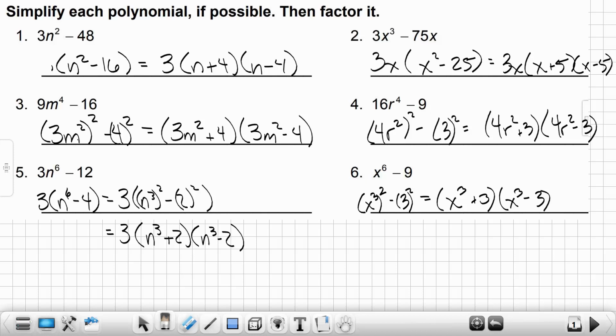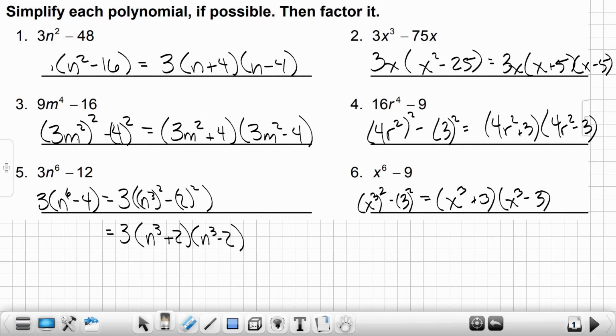You're good there? Okay. n to the 6th and 4, they're either both cubes or both squares. 4 is a square. n to the 6th has an even power, so it could be a square. As long as it's an even power, it could be a square. If it's a multiple of 3, it could be a cube. 6 happens to be both even and a multiple of 3, so it could be one or the other. I look at 4. 4 is a square, not a cube, so I'm going to do difference of squares.